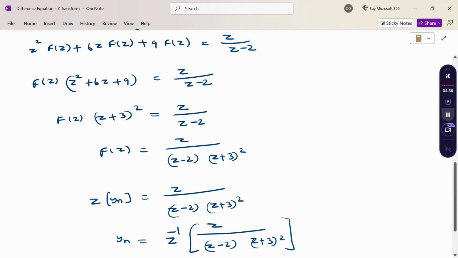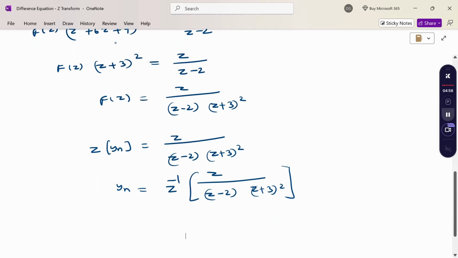So look at this one. Generally in the previous problem this was directly given, but in this problem, from the given equation we are forming this Z inverse. So from this, use any method to solve.